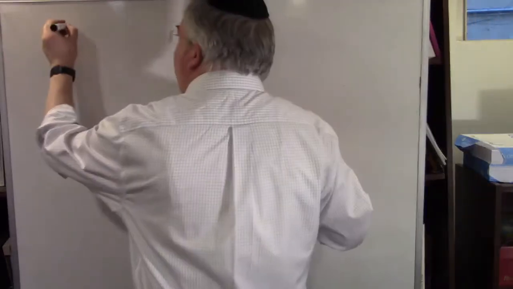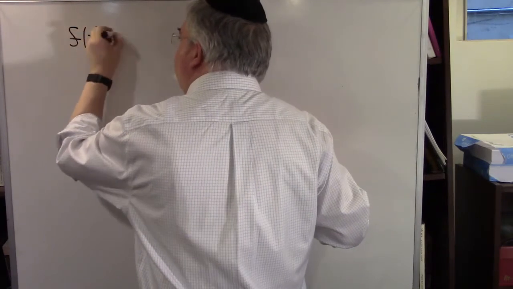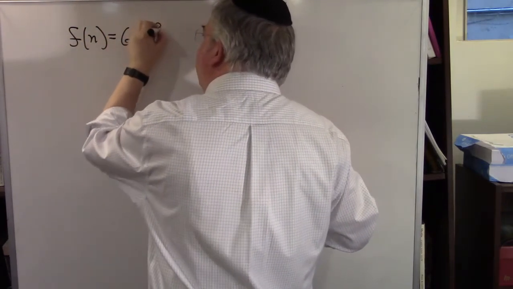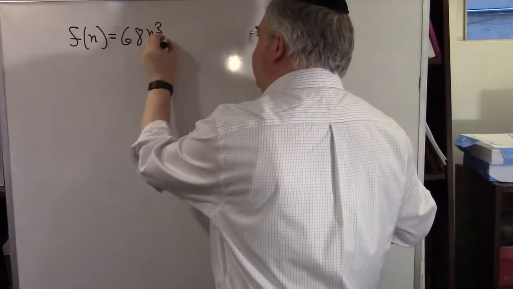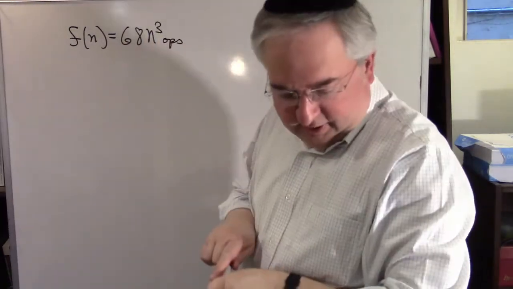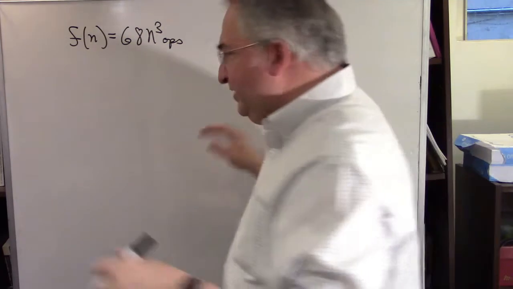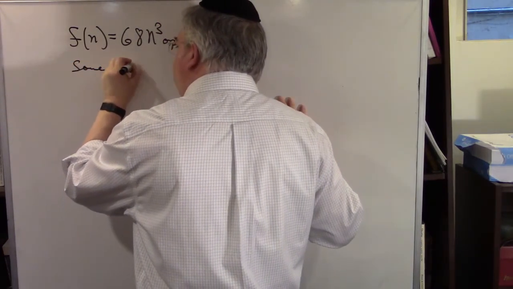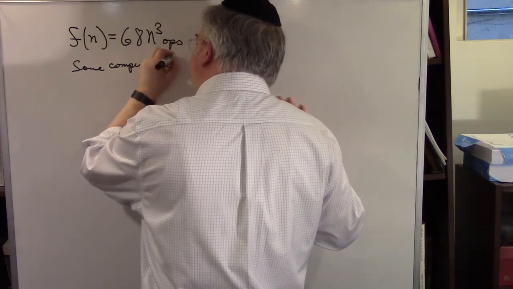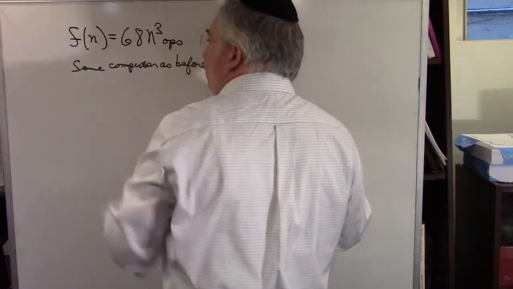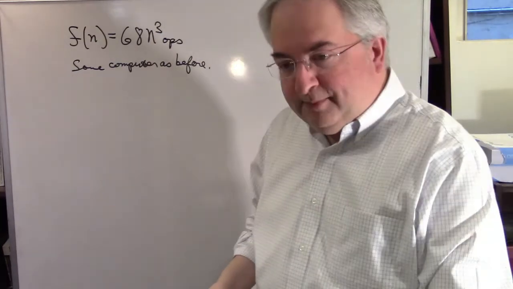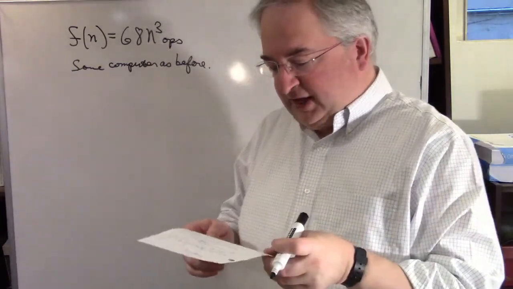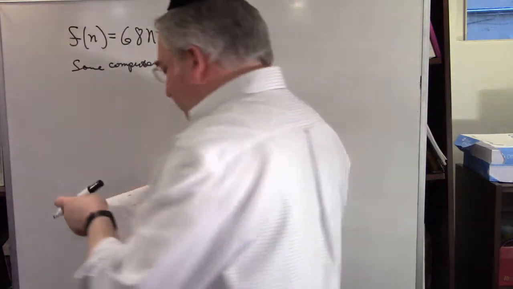Okay. Let's do another problem, very similar. The algorithm is 68 n to the third operations. That's how many operations are needed. Same computer as before. That means it does one operation in a millionth of a second. And now I can ask the following.